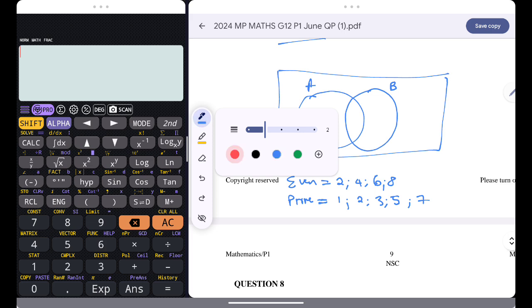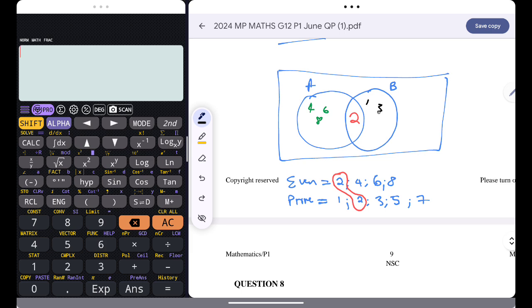But if you check there, 2 appears in both even and prime numbers. So 2 will be here in the middle, and then for even numbers I'll be left with 4, 6, and 8. Let me use a different color, let me use green. And then on the other side, for the prime numbers, I'll be left with 1, 3, 5, and 7.